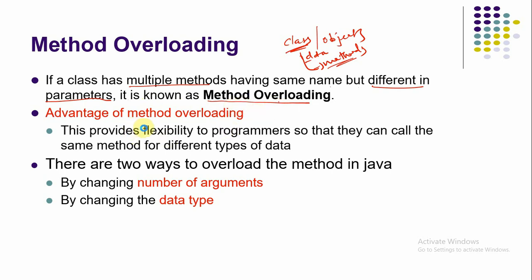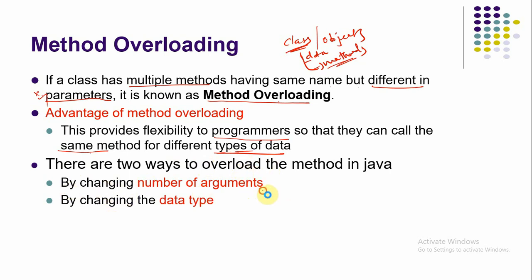So what's the advantage of method overloading? Why are we creating it? It provides flexibility to developers or programmers so that they can call the same method for different types of data. Since we are changing the parameters, the same method can be applicable for different types of data. Otherwise we have to write a different method for each type of data. So it's a more convenient and flexible way for the programmer to create the same function with different parameters.